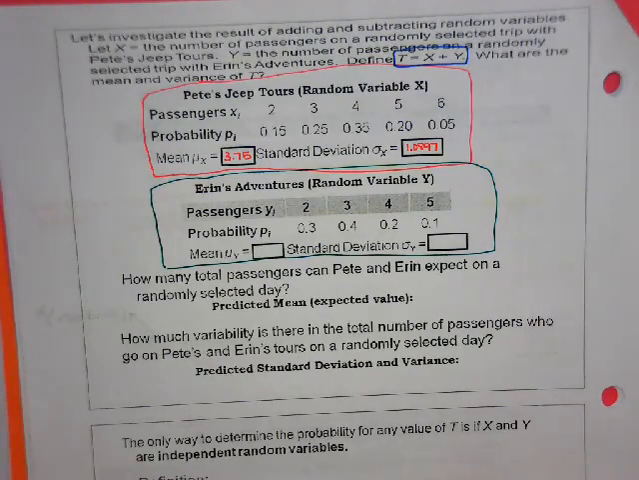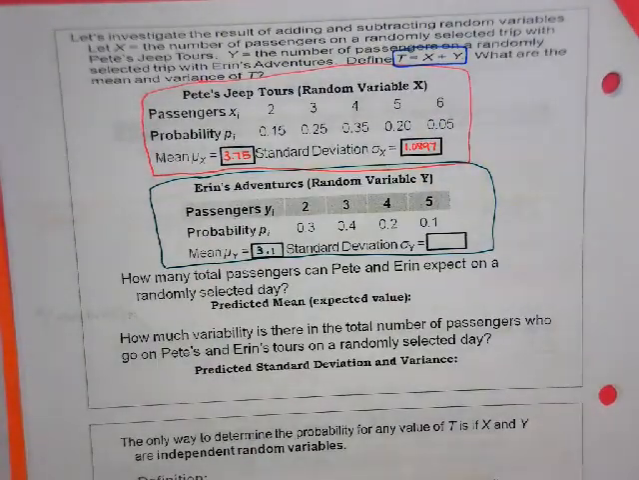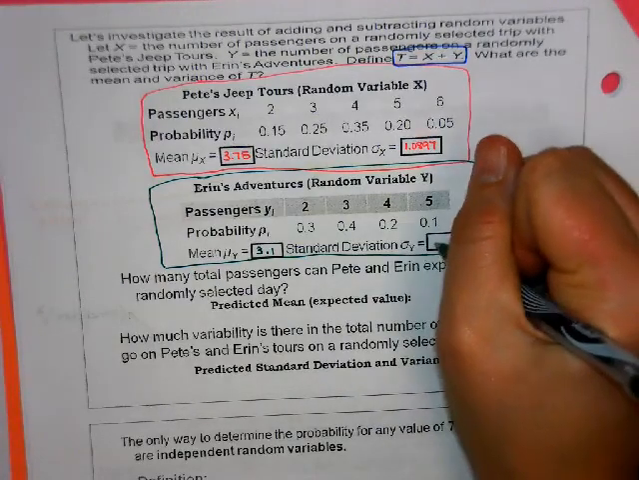All right, what is the expected number of passengers Aaron has? Thank you, Shania. 3.1, standard deviation of? 0.943.